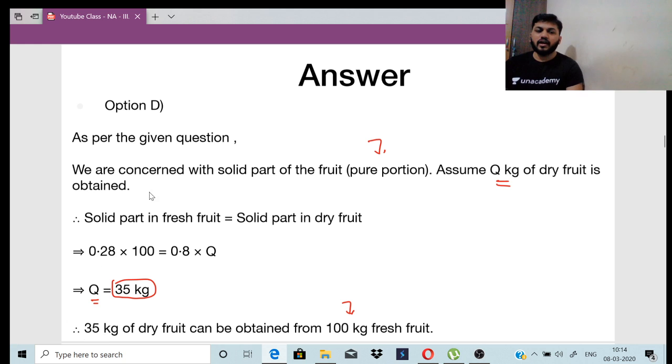So you have to go with the solid part. Fresh fruit, dry fruit. Quantity 100 is given, so 100 minus 72 is 0.28. 0.28 into 100, 0.8 into q. So q equals 35 kg.